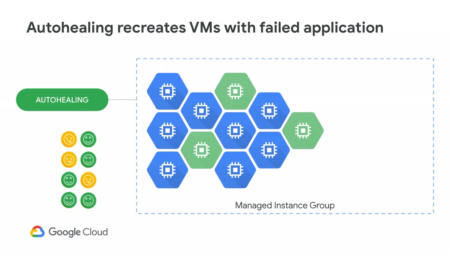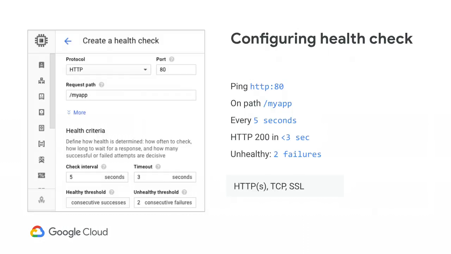Configuring auto-healing is easy. All you need to do is to create a health check and attach it to the managed instance group. The way health checking works is that it pings your application on a regular basis on a specified port and protocol, let's say HTTP 80, on a path that you choose. And it will expect an HTTP 200 response that everything is OK within a predefined latency that you can configure.